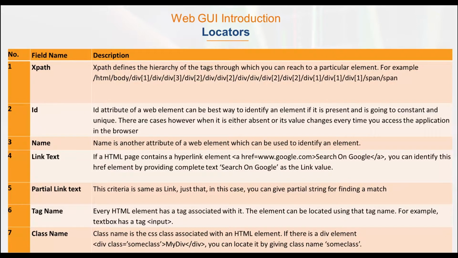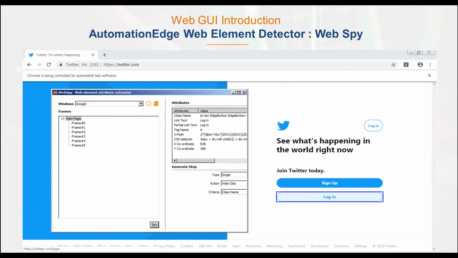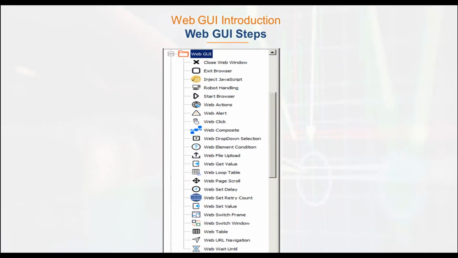Now, the next question is how we are going to fetch values of these locators. The answer is the WebSpy tool. With the help of the WebSpy tool available in Process Studio, we are going to find values of available locators. This is how the WebSpy tool will look. Whenever you hover your mouse on a particular element, it will highlight with a blue rectangular box like this. These are the Web GUI steps available in Process Studio.